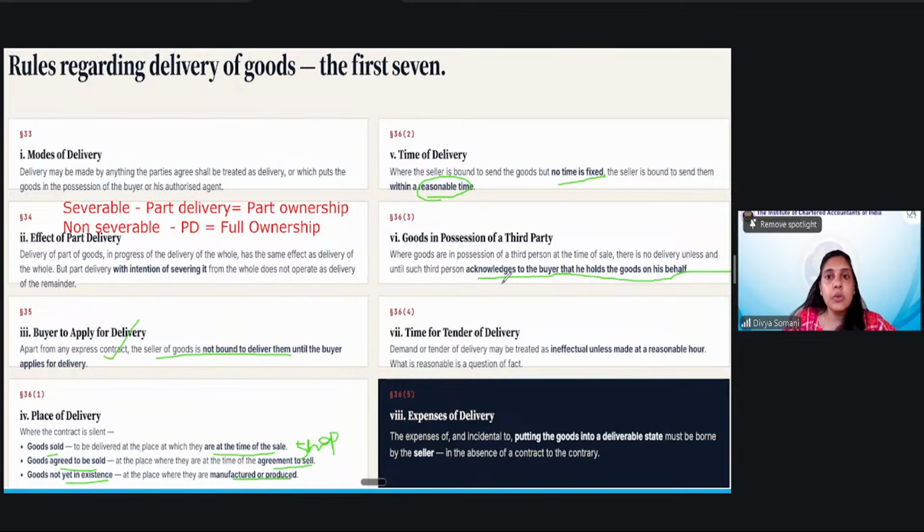Okay. Gangula, you are asking something. Let me just complete this and then I'll ask you to unmute and you can ask.